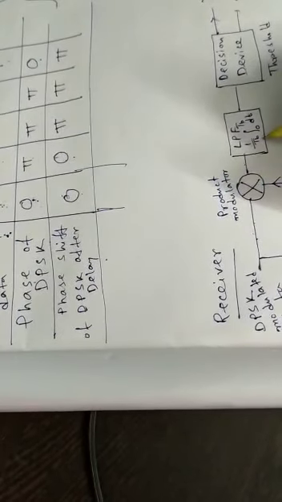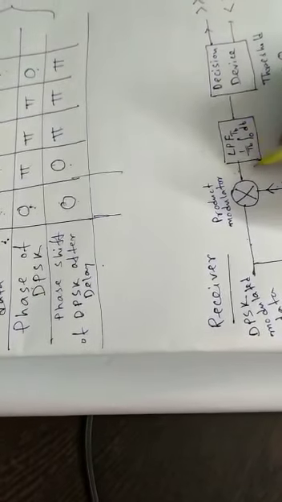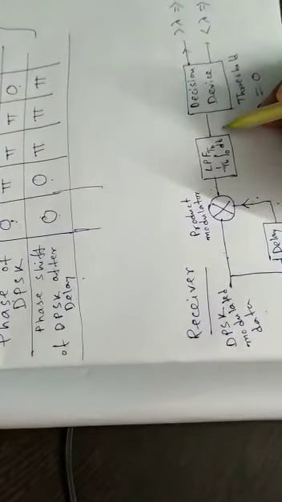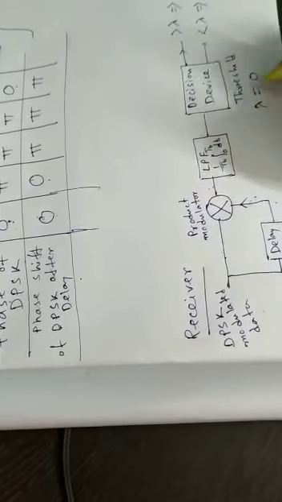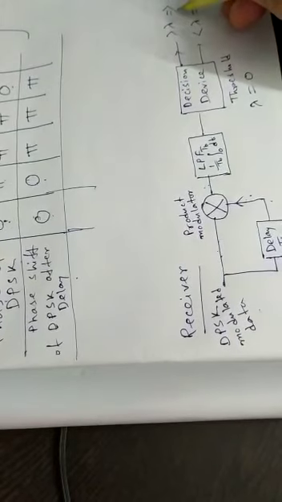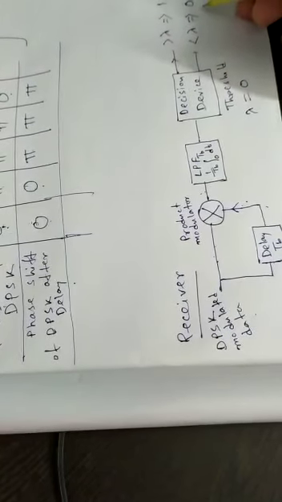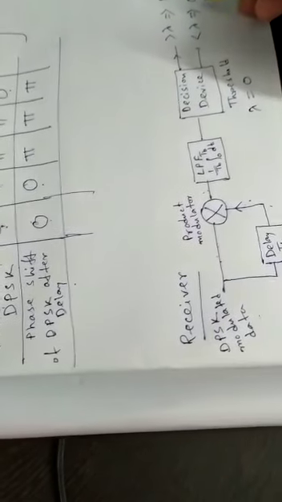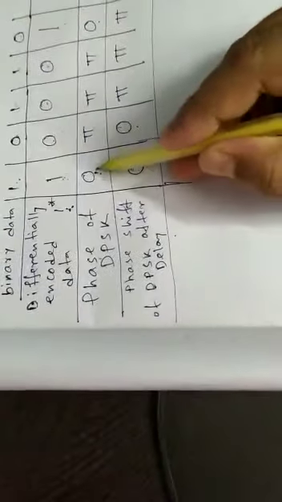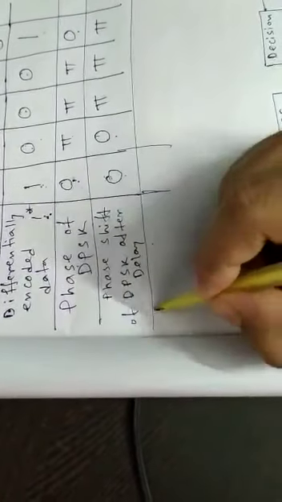So when you integrate that, if it is Ac square cos square omega ct, you will get Ac square by 2. If it is minus Ac square cos square omega ct, you will get minus Ac square by 2. And threshold is 0. So if it is Ac square by 2, the decision device will decide the received signal is 1. If it is minus Ac square by 2, it will decide the received signal is 0.